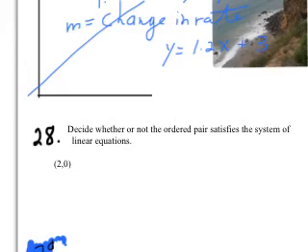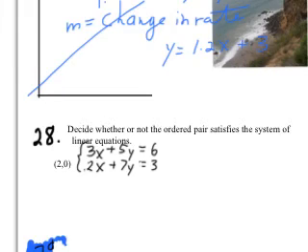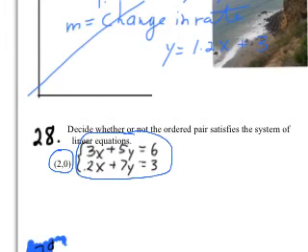So number 28, decide whether or not the ordered pair satisfies the system of linear equations. Uh-oh, what happened to the ordered pair? Alright, actually there's the ordered pair right here. And here's our system of linear equations. Okay, so to see if that ordered pair satisfies the system of linear equations, we have to stick the ordered pair into both equations and see if it comes out with one side equaling the other. So let's start with the top one, 3x plus 5y equals 6.